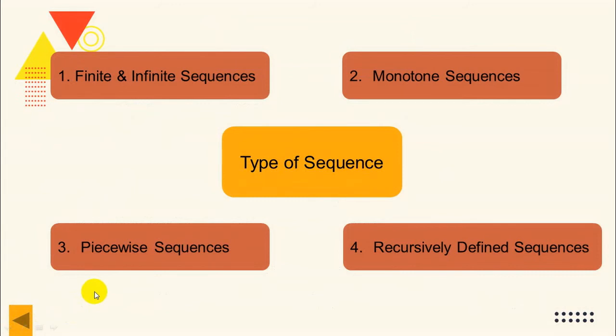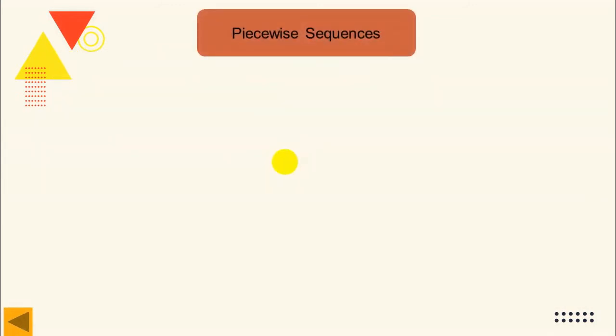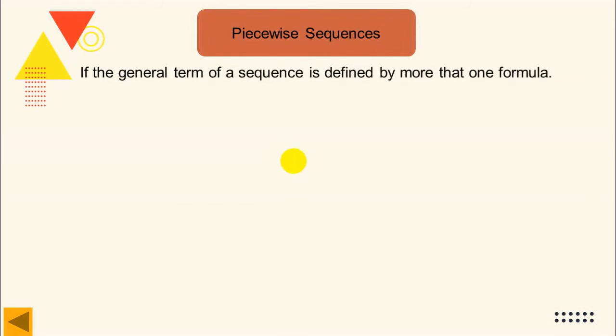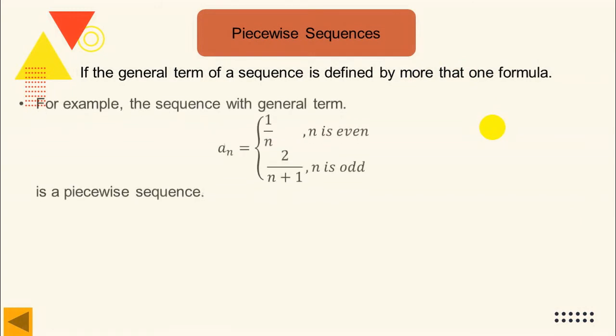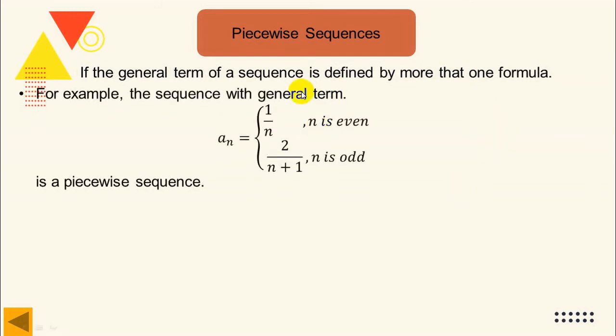The third type is the piecewise sequence. What is a piecewise sequence? If the general term of a sequence is defined by more than one formula. Okay, this one is a typo, everyone: by more than one formula. So, for example, a sequence with a general term that has more than one formula is called a piecewise sequence. If you ask me, Miss, is this the general term for the piecewise sequence? No, this one is just an example, everyone. There are so many types of general terms, so this one is just one of the many types.